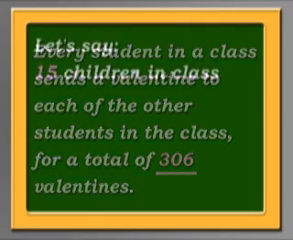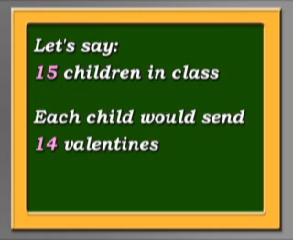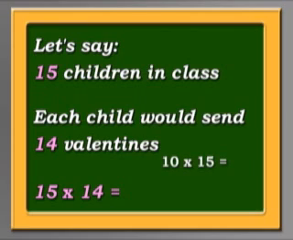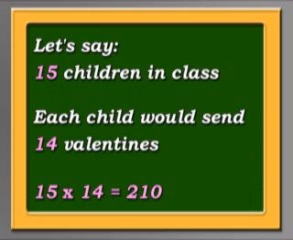Okay, let's do another example. Let's say there were 15 children in the class. That means that each child would send out 14. Now what is 15 times 14? Well, 10 times 15 is 150, 4 times 15 is 60, and 150 plus 60 is 210. But we had 306 valentines, so obviously there are more than 15 children in the class.